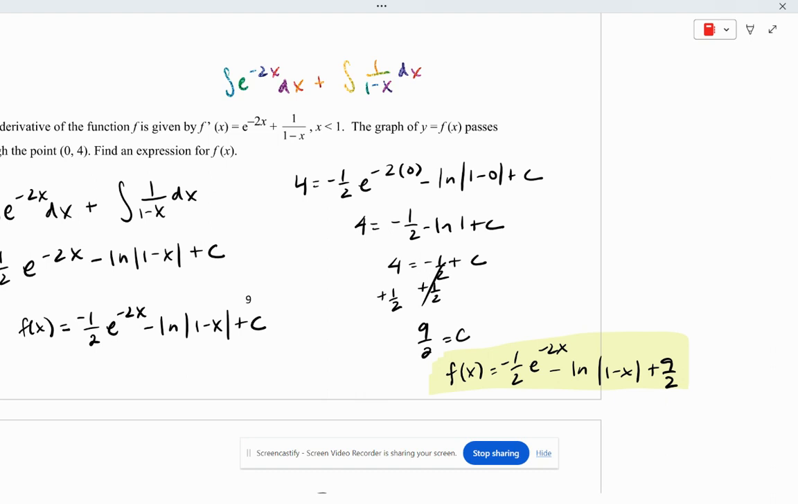Yeah, so then these are the two pieces, right? So now you have -1/2 e to the -2x minus the ln of 1 minus x. That guy got me too in the beginning. I said plus ln of 1 minus, and then it was like, oh, it's negative. Plus c. And then now that's your function, and then now you plug in your initial conditions.